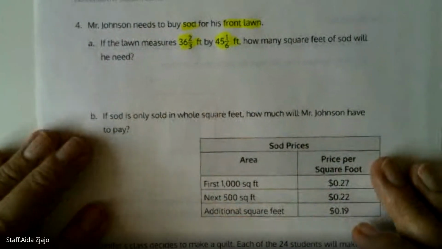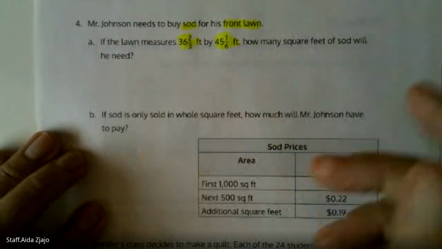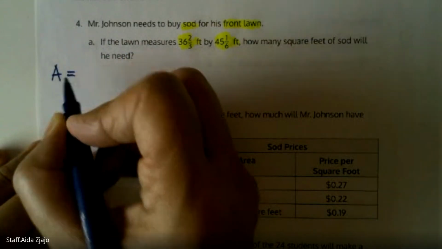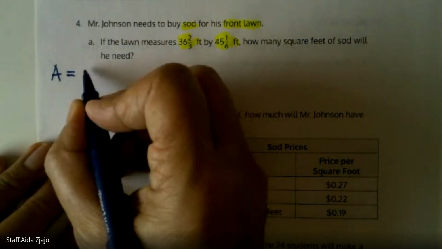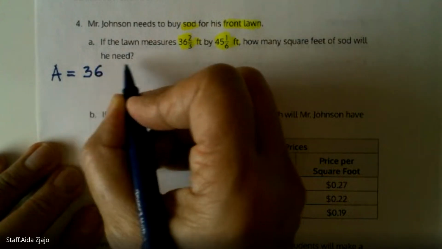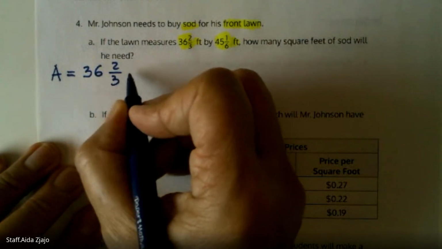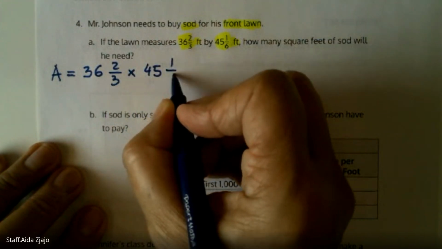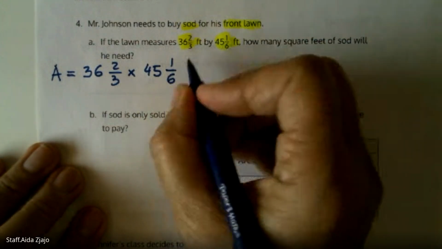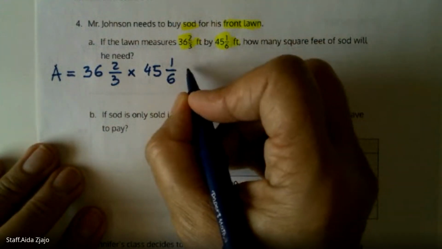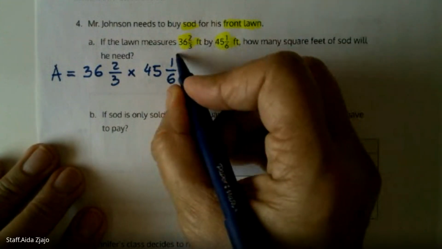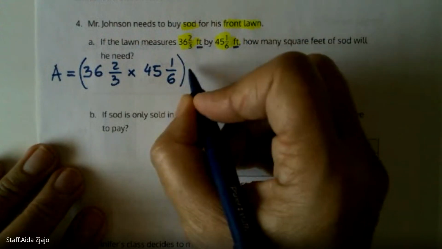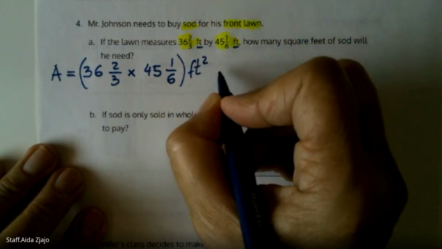So if that is a rectangular area, the area of the lawn is 36 2/3 by 45 and 1/6. Okay, feet squared. Feet by feet. Feet times feet is feet squared.